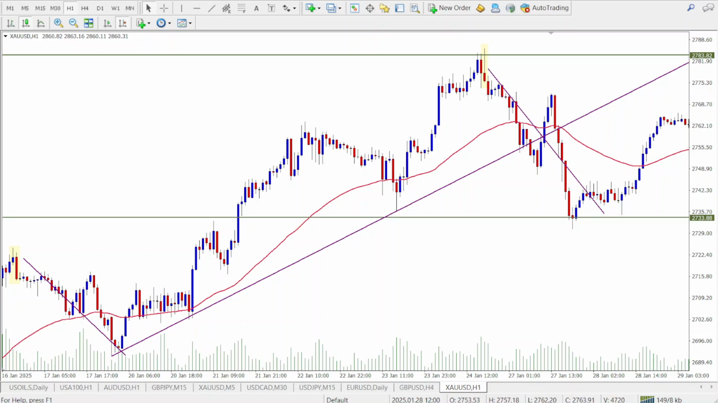Okay? So understanding candlestick patterns and combining them with technical analysis is a game changer. But remember, trading is all about probability, not guarantees. Okay? The key is to stack multiple confirmations to increase the reliability of your trades.